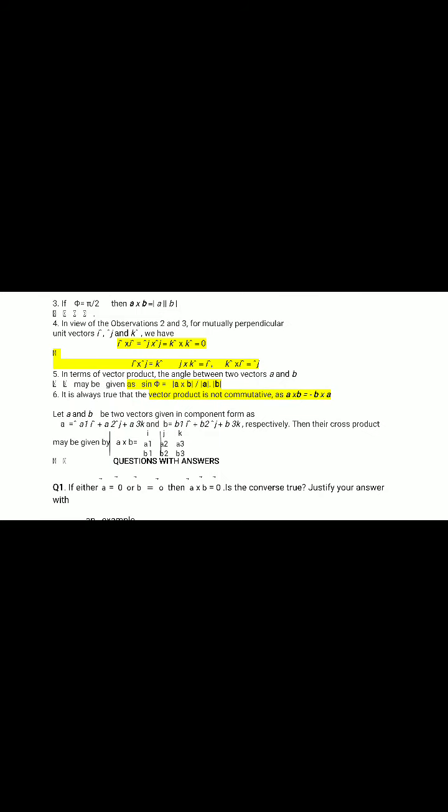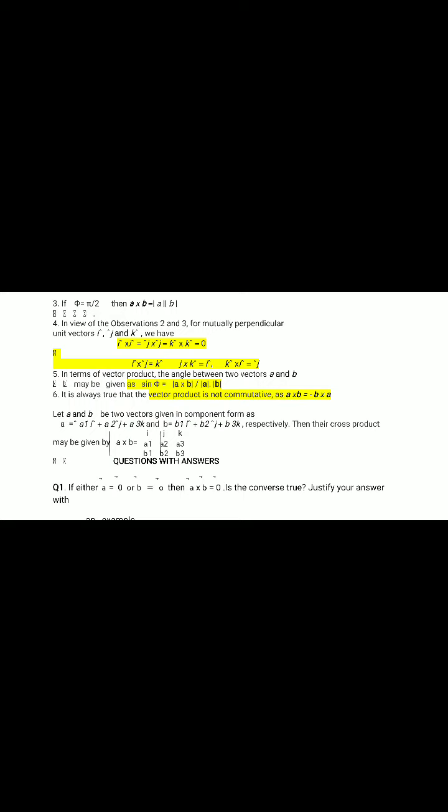Now the result is again that the vector product is not commutative. A cross B is not equal to B cross A. A cross B is equal to minus B cross A. So we have to remember this.